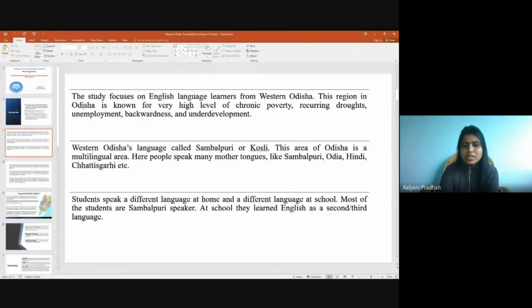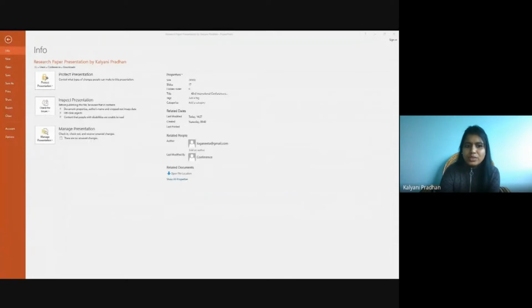The study focuses on English language learners from Western Odisha. This region in Odisha is known for very high levels of chronic poverty, recurring droughts, unemployment, backwardness, and underdevelopment. The Western Odisha language is called Sambalpuri or Kosli. This area of Odisha is a multilingual area. Here people speak many mother tongues like Sambalpuri, Odia, Hindi, Chhattisgarhi, Telugu, etc. In Odisha, English acts as a second or third language.